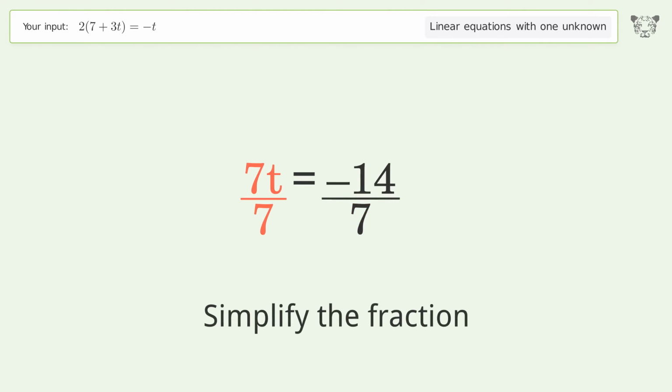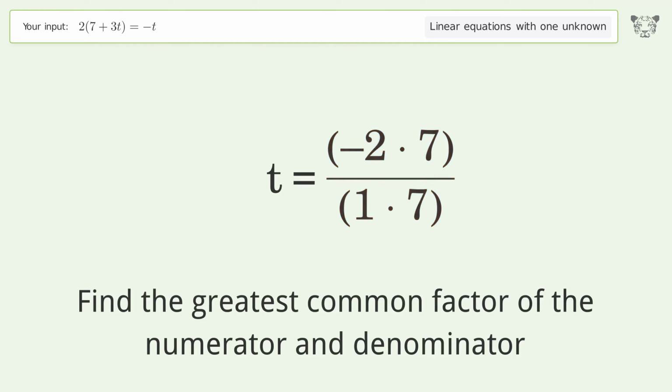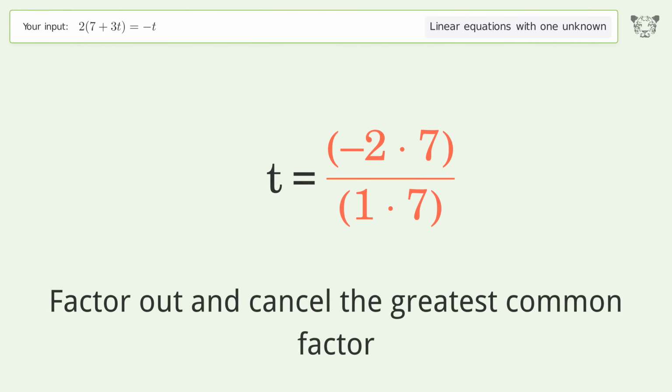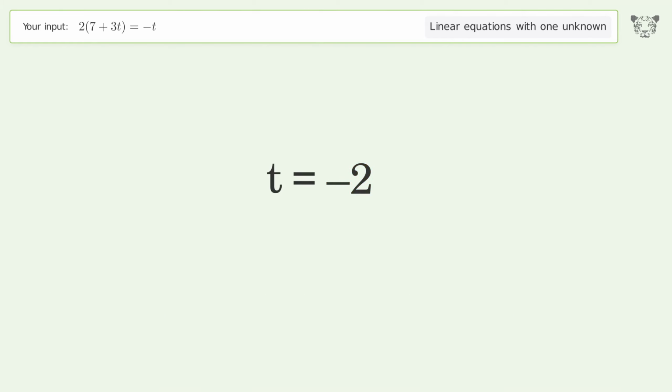Simplify the fraction. Find the greatest common factor of the numerator and denominator. Factor out and cancel the greatest common factor. And so the final result is t equals -2.